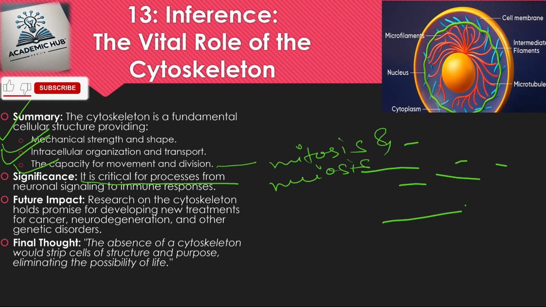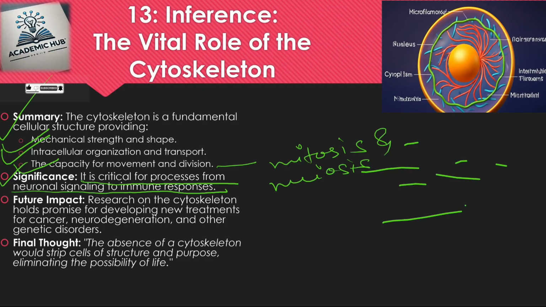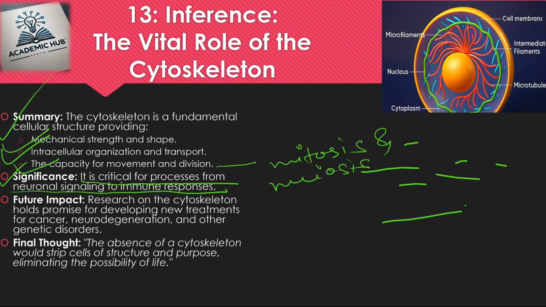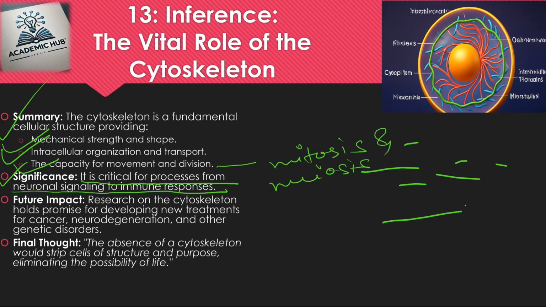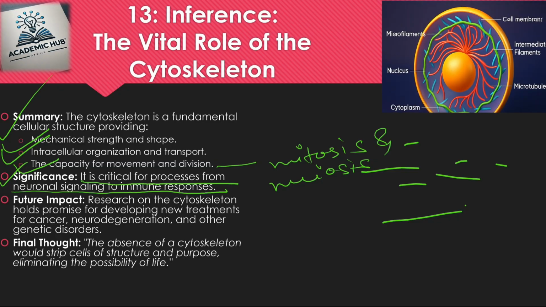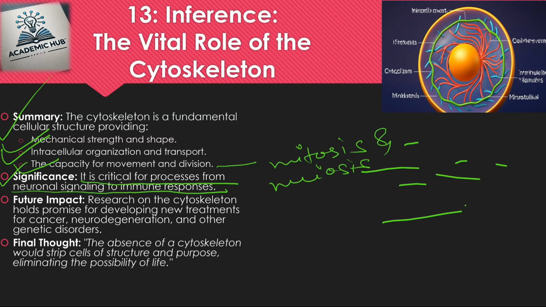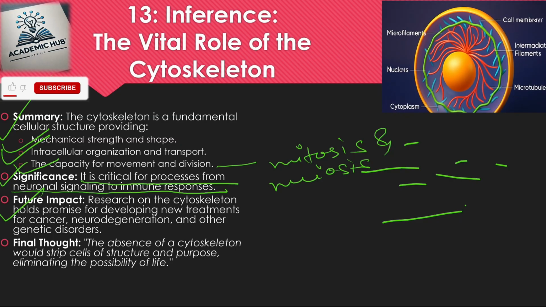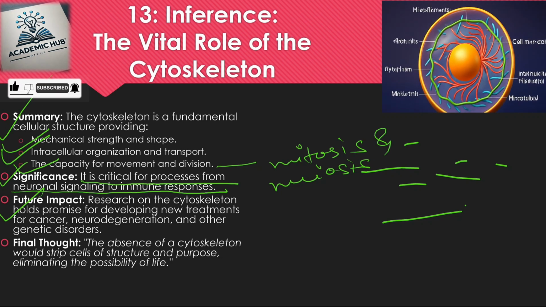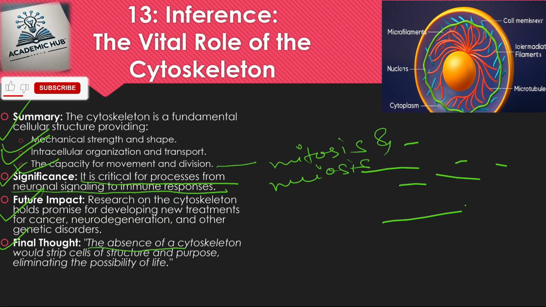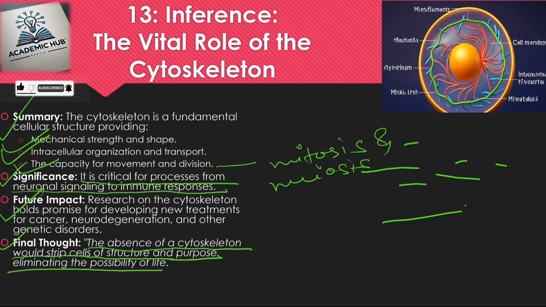It is critical for processes from neuronal signaling to immune responses. From neuronal signaling and immune responses to wound healing and cancer progression, the cytoskeleton influences countless biological processes. As research continues to explore cytoskeletal dynamics, new medical treatments for cancer, neurodegeneration, and genetic disorders may emerge, highlighting its significance in both health and disease. So, final thought: the absence of a cytoskeleton would strip cells of structure and purpose, eliminating the possibility of life.